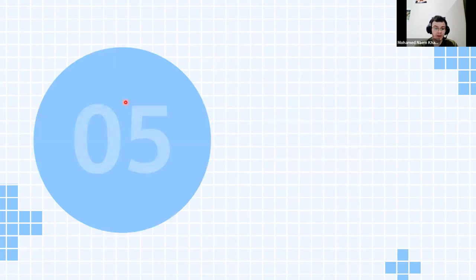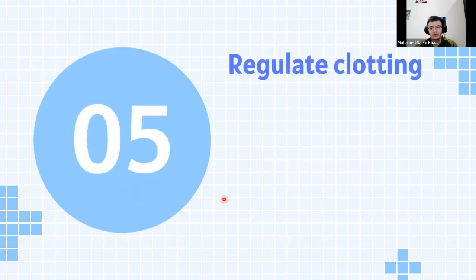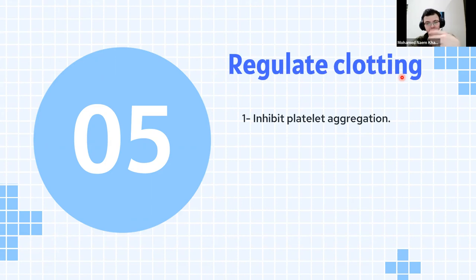I'm going to move on to the fifth function, which is the regulation of clotting. You're pretty sure to take full lectures on clotting other than this one, and we're going to go very deeply into it. So let's start with just the general ideas. Remember, we're talking about the endothelium, not the platelets. Now we're talking about the endothelium's role in the regulation of clotting.